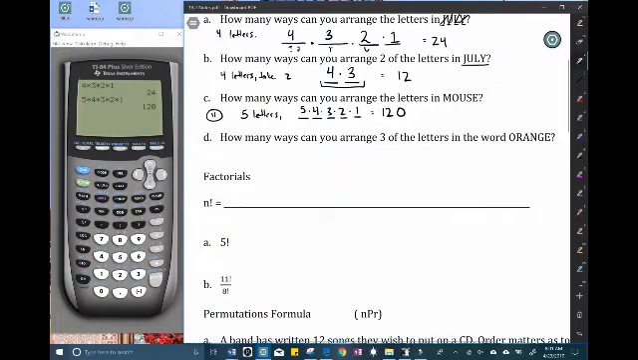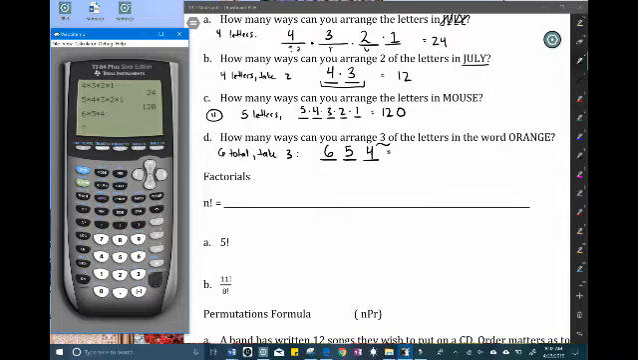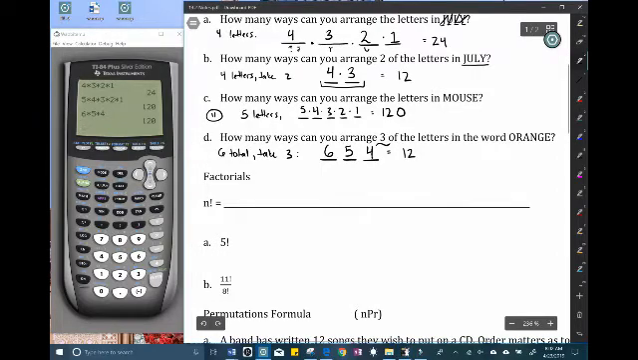And here's one as well, orange. We just want to arrange 3 of the letters in orange. So let's count how many total we have: 1, 2, 3, 4, 5, 6. And we are taking 3, so 3 spots. The first option could be 6, the second could be 5, and the third could be 4. So 6 times 5 times 4 gives you 120 ways. Arranging letters, pretty easy stuff, hopefully, for the most part.